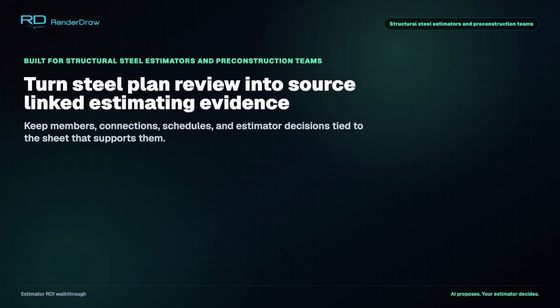Structural steel estimating lives in the details. A beam count is only useful when you know the member mark, the span, the supporting sheet, and the connection assumptions that will drive fabrication and erection. This workflow keeps those details together from the first pass through commercial review.